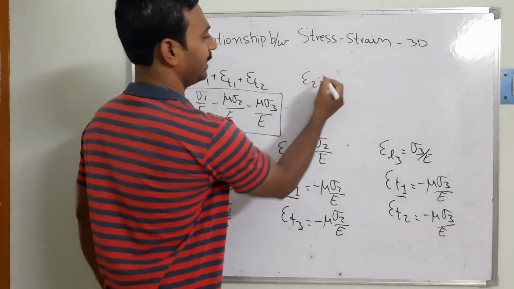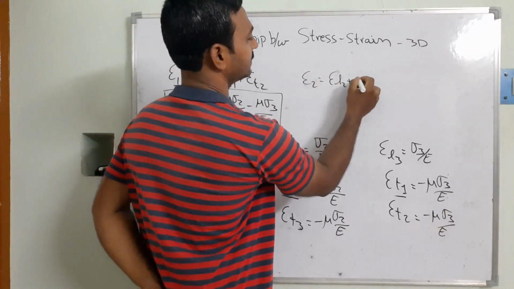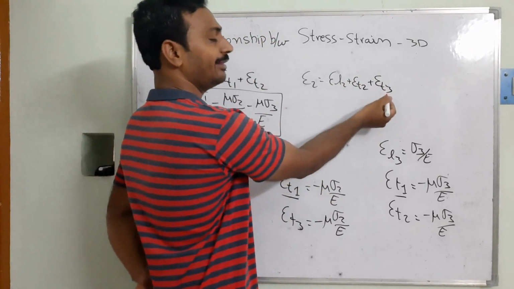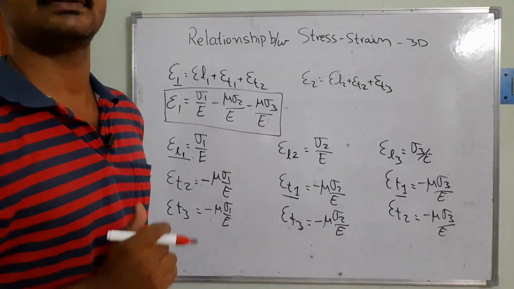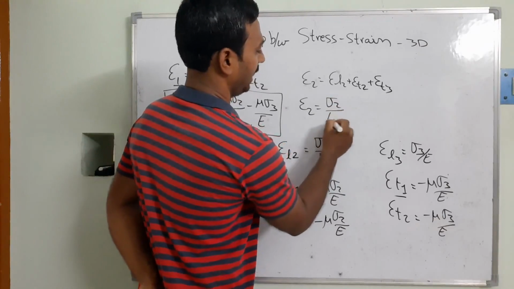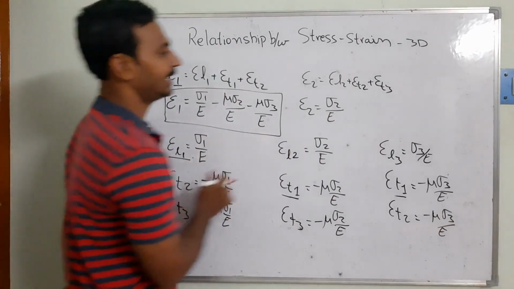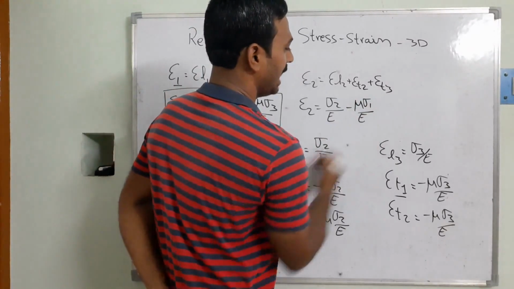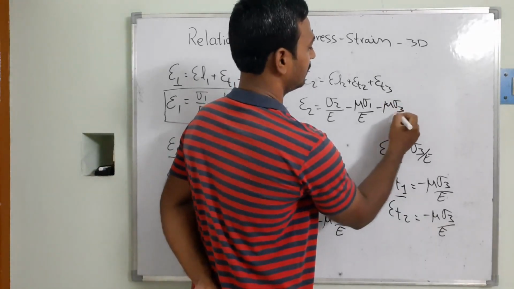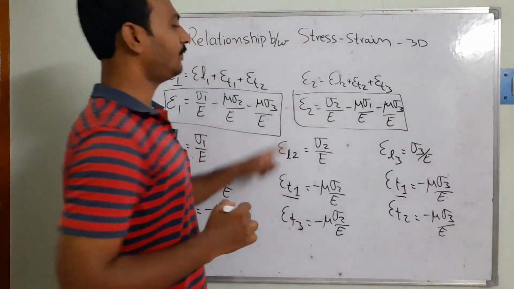Similarly, epsilon 2 is the strain in the y direction. I write epsilon L2 plus epsilon T2 plus epsilon T3: the longitudinal strain and the lateral strains in the second and third directions. So epsilon 2 is equal to sigma 2 by E, minus mu into sigma 1 by E, the lateral strain generated because of the load in direction 1, and similarly minus mu into sigma 3 by E, because of the third direction. Now we have the strain in the second direction.